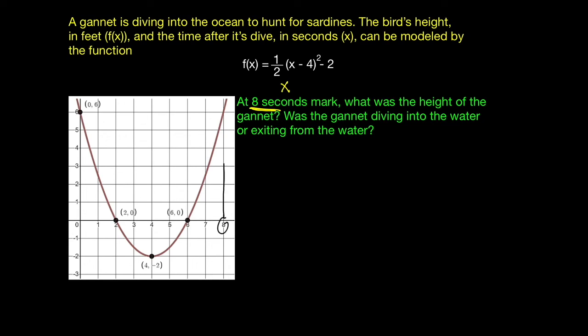And you can see that at 8 seconds, we're getting the trajectory of the gannet when it's exiting the water. So at 8 seconds, it's 6 feet in the air. So let me write that down. The answer is 6 feet, and the gannet is exiting from the water.